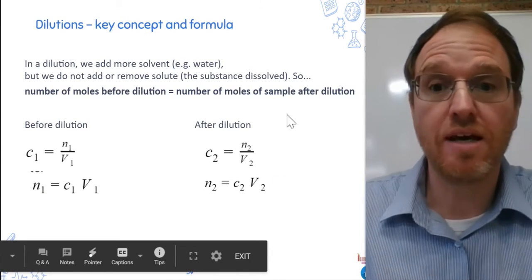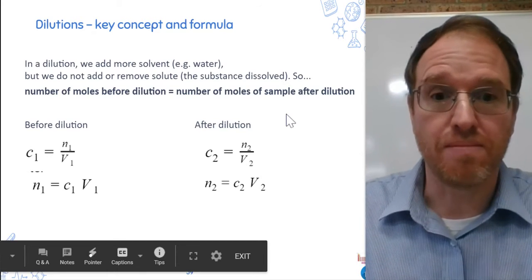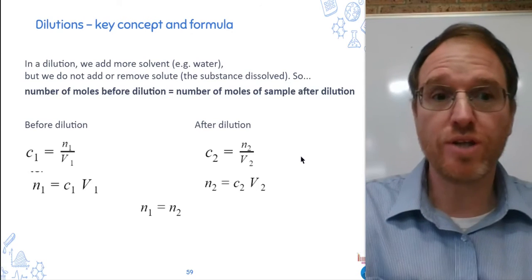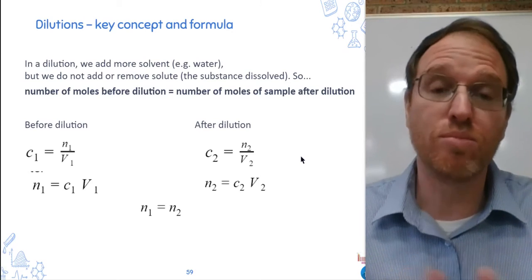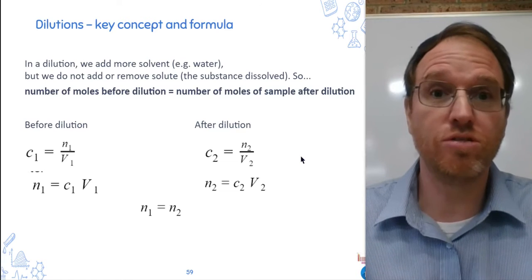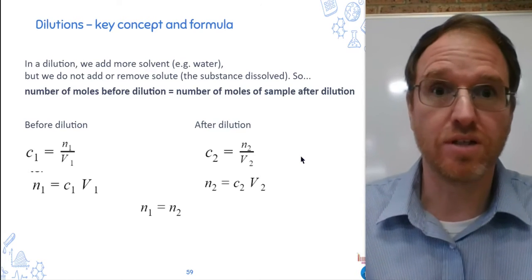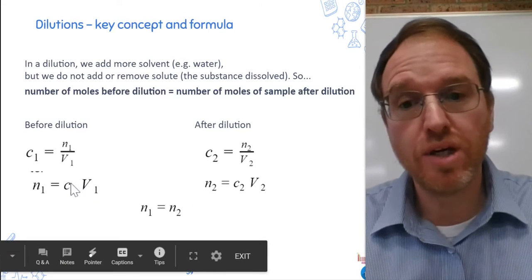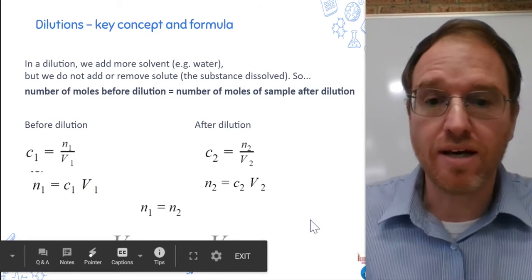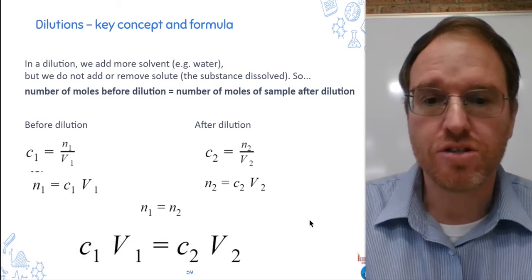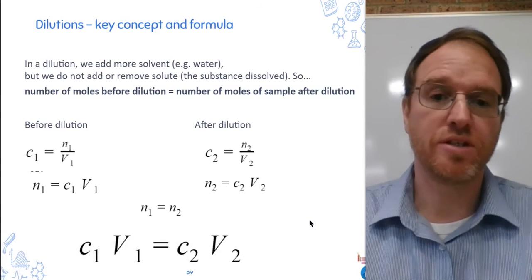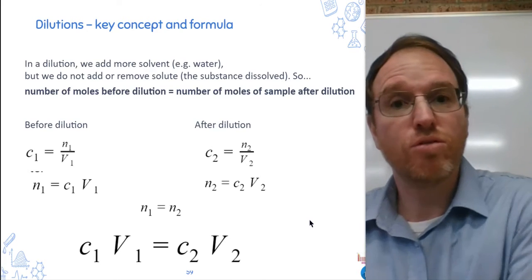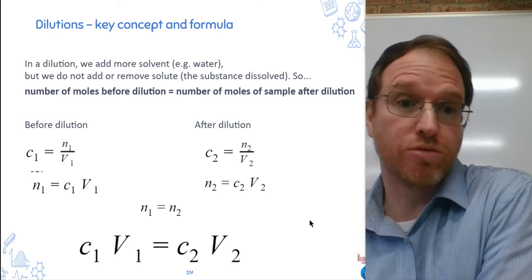But we have just said that the number of moles stays the same. The number of moles before the dilution is the same as the number of moles after, because we did not change the number of moles of substance in that solution. We didn't add any salt or whatever it is, or remove any. We only added solvent. So N1 equals N2. And so we can bring these two together, and we end up with C1V1 equals C2V2.